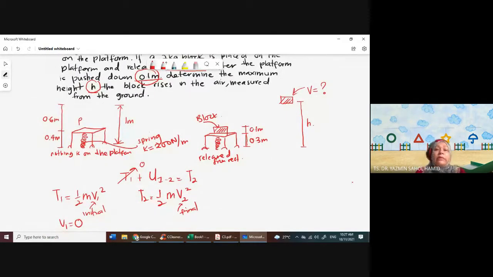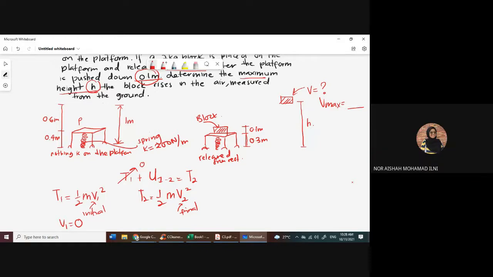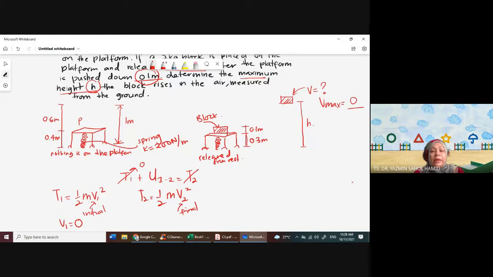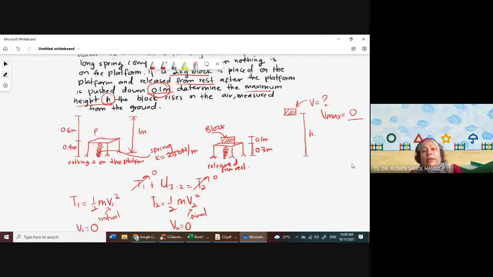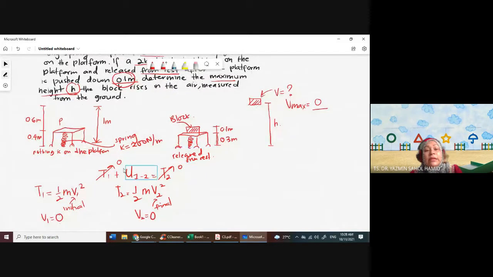Because they ask us to determine at the maximum height. So I'm asking you, bila v max, what is the velocity? Remember I pernah ajar, what is the velocity at maximum height? 0. Yes, 0 also. So for T2, it will be 0. Okay? So it means T1 0, T2 also 0. Because you have to read the question, what they ask you. Because this question is a little bit tricky because they ask to determine at the maximum height. So the velocity is 0 because it starts from rest. And when the block reaches the maximum height, the velocity is also 0. So for this question, T1 and T2 is 0.